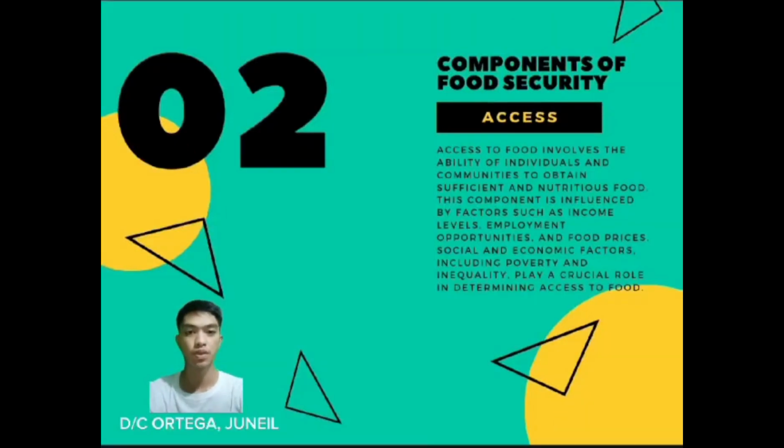Number 2. Access. Access to food involves the ability of individuals and communities to obtain sufficient and nutritious food. This component is influenced by factors such as income levels, employment opportunities, and food prices. Social and economic factors, including poverty and inequality, play a crucial role in determining access to food.